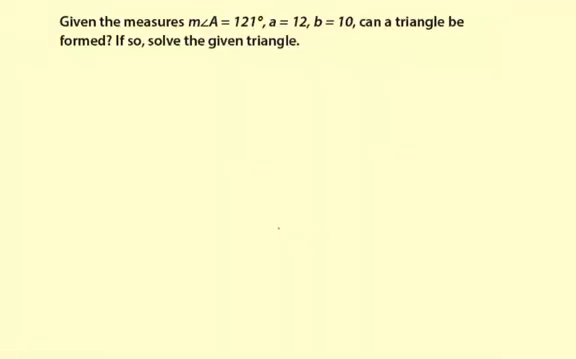Given the measures, measure of angle A equals 121 degrees, a equals 12, b equals 10, can a triangle be formed? If so, solve the triangle. Well, first I'm going to sketch the situation. And I'm going to estimate that is around 121 degrees.